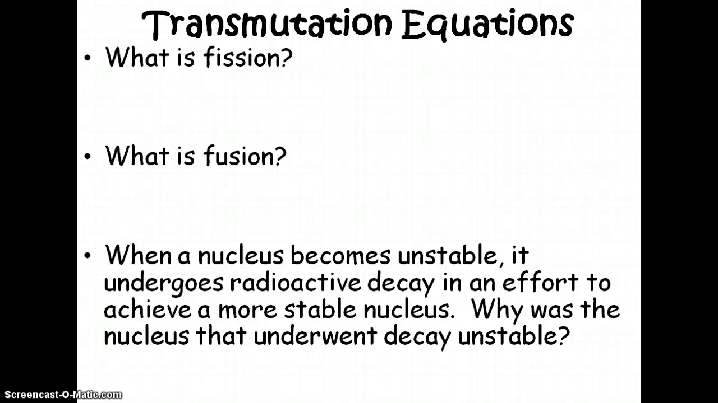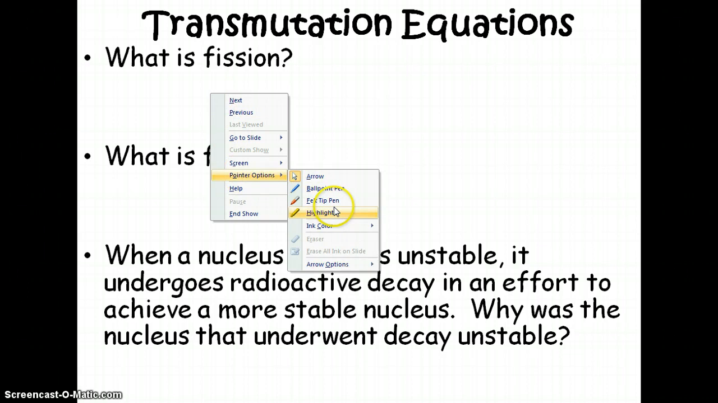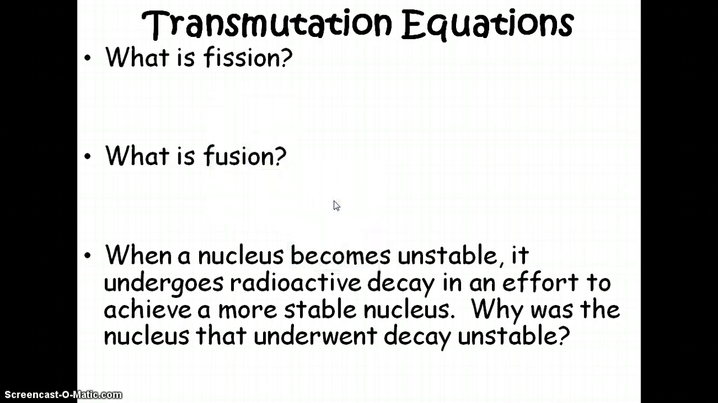All right, in the second part of the Atom Study Guide podcast, we're going to finish up with transmutation equations and half-life. All right, so first let's talk about what is fission. Fission is when you take a large atom and you break it into smaller atoms. So it breaks down into something smaller.